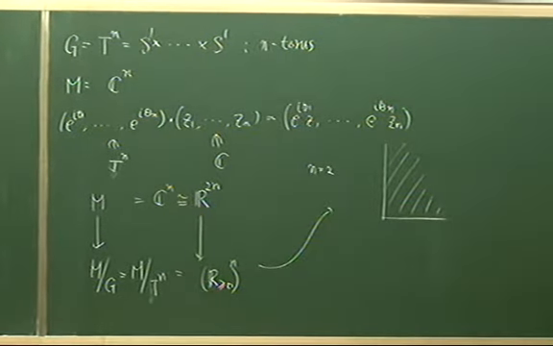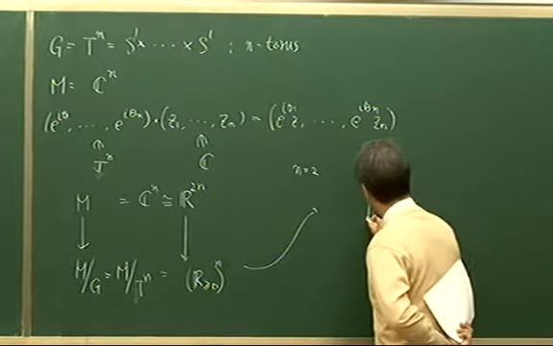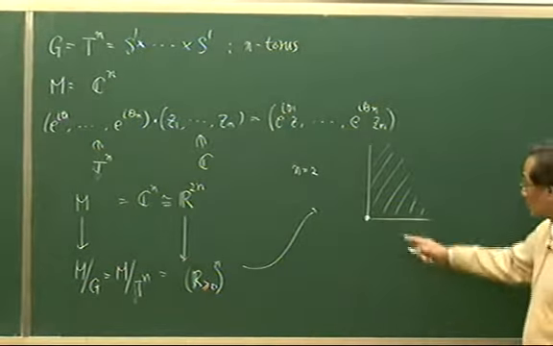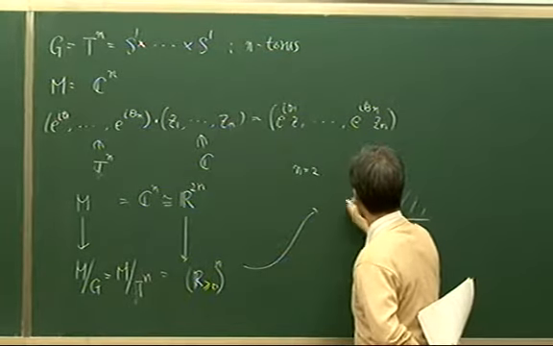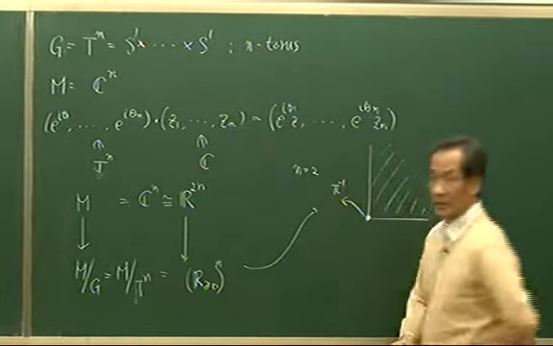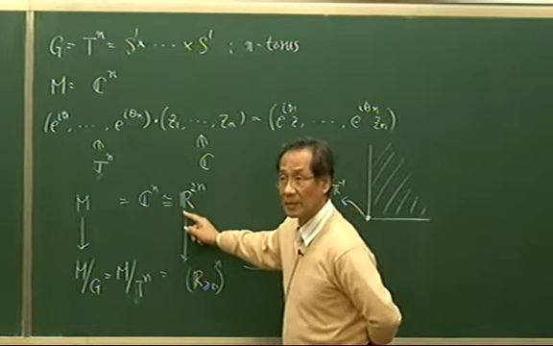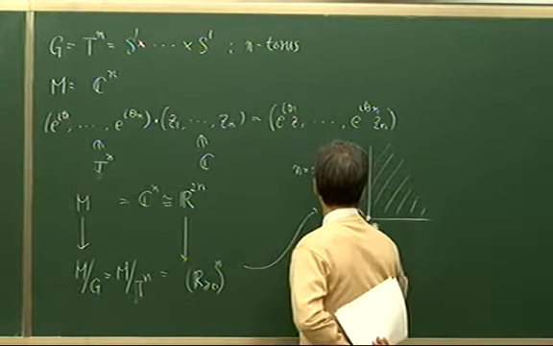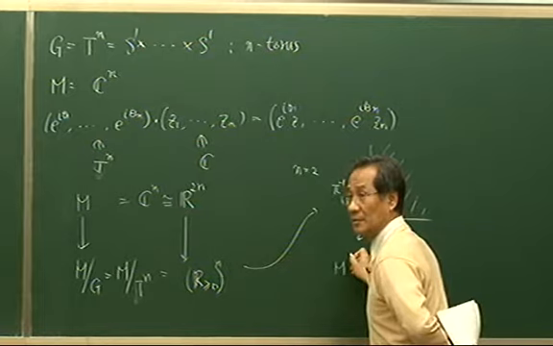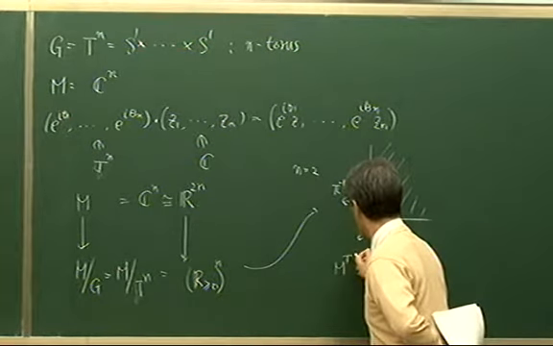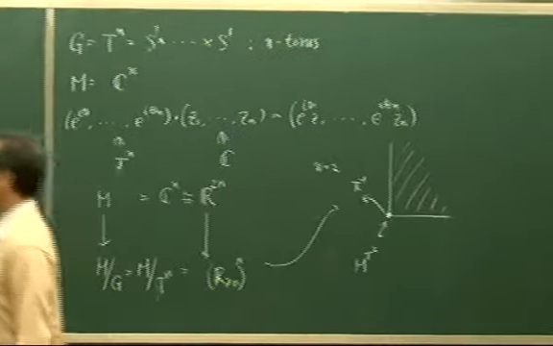This is the orbit space. Okay? And look at this point here in the orbit space. What is the inverse image of this point? The origin. This point corresponds to the point fixed by T^2.